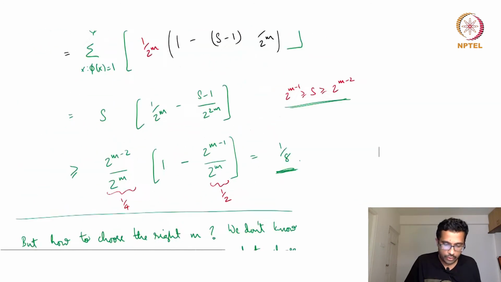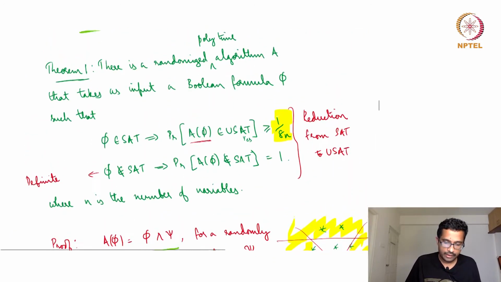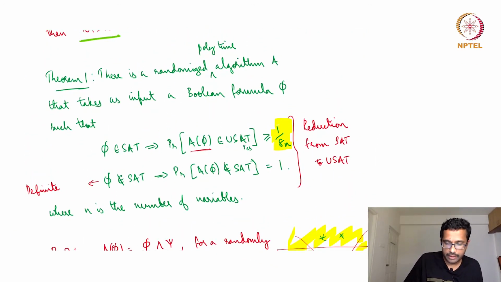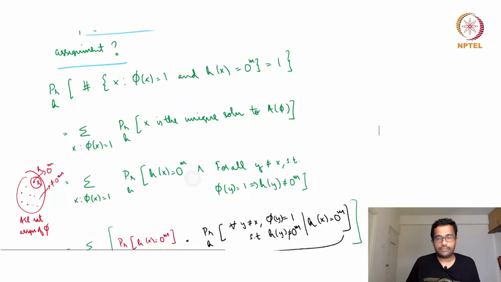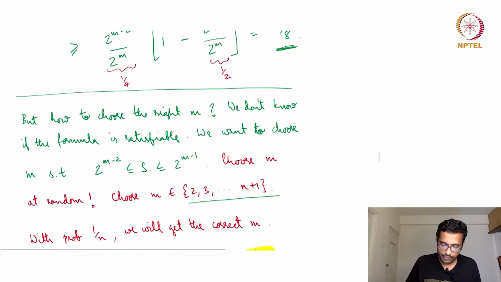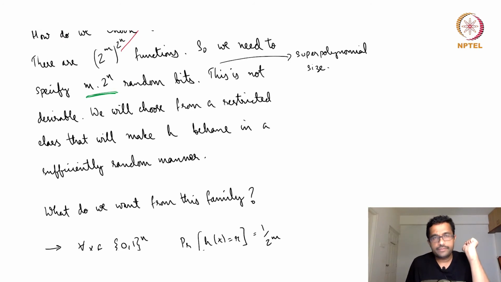So the number of bits needed to describe this function is super polynomial. And recall, our goal was to do a reduction in randomized polynomial time. A randomized polynomial time algorithm A which takes as input a formula phi and outputs a phi. So we cannot do that. This is not possible. So what else can we do?